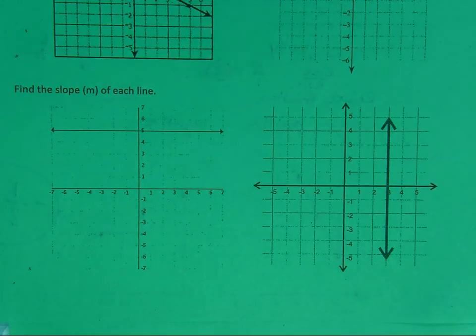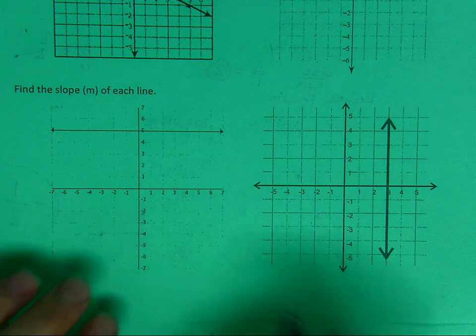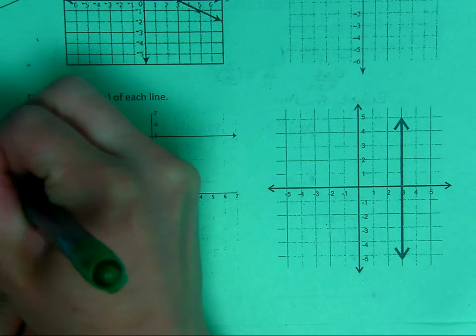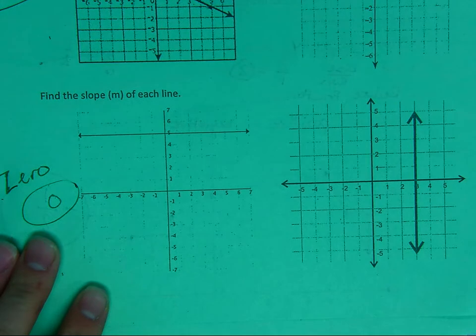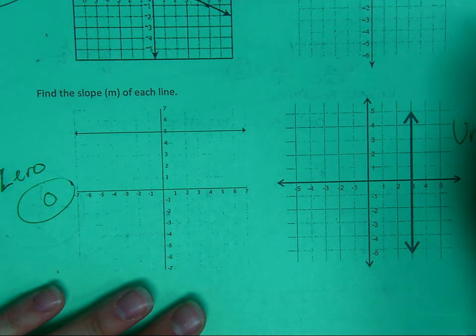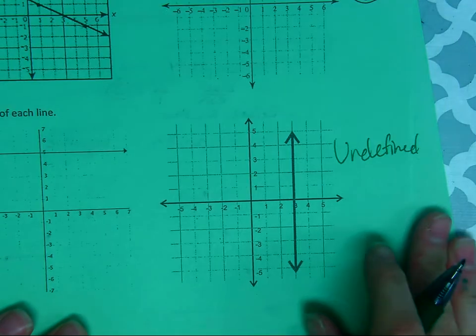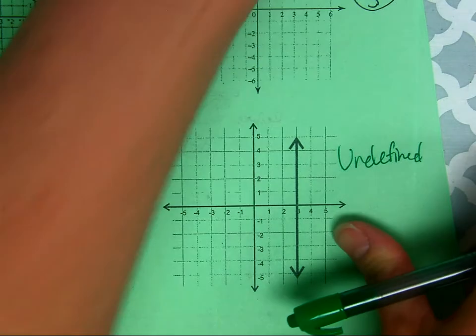And then these last 2 are our other 2 types of slope. So we talked about 4 types of slope: positive, negative. This is our 0 slope. So you can either write out 0 or just write 0. And then this is an undefined slope. So this is just going straight up and down. Undefined slope. Okay.